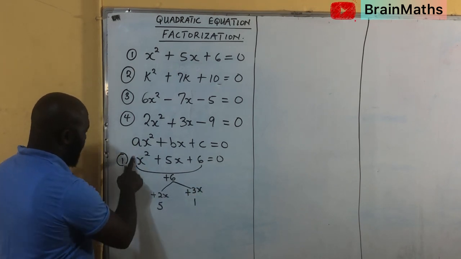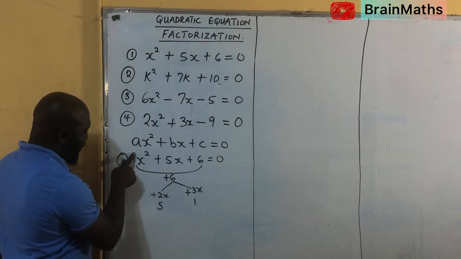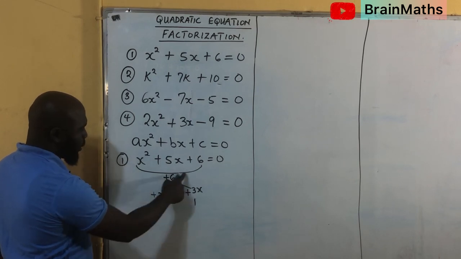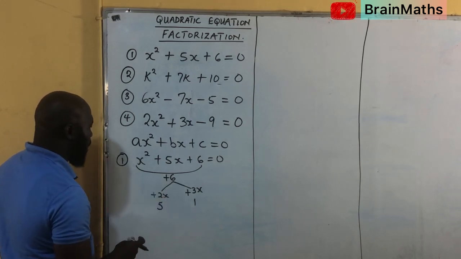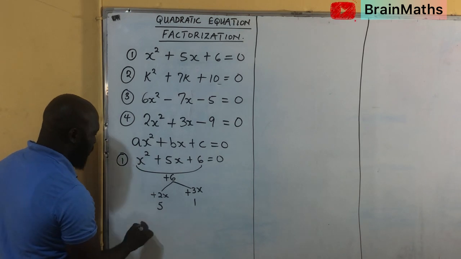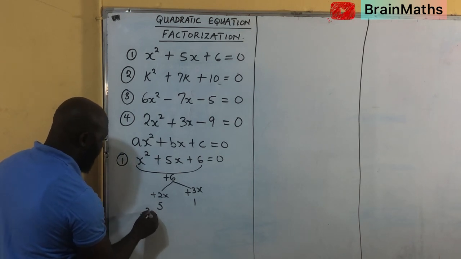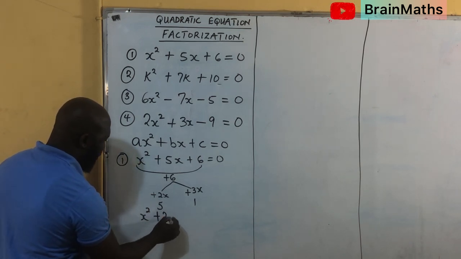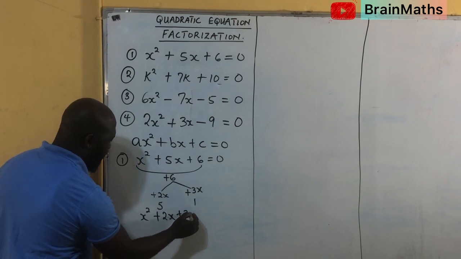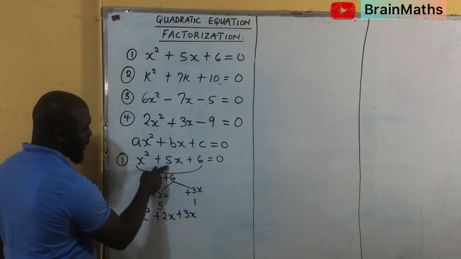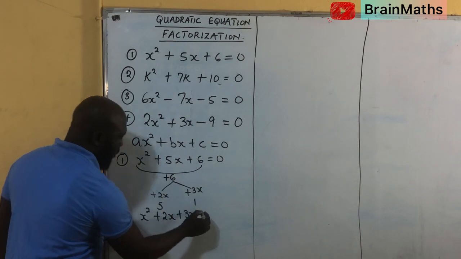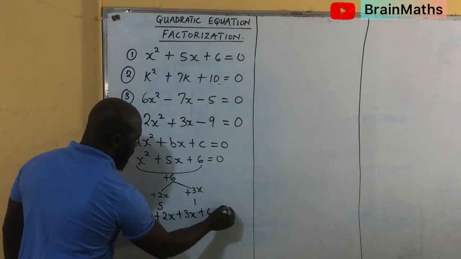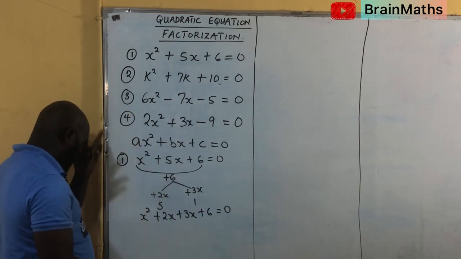So that is going to give us, don't forget that this one is an invisible one. I put it there so that we will remember our coefficient of x squared. So we are going to have x squared plus 2x plus 3x, these two representing this 5 now, plus 6 equals 0.